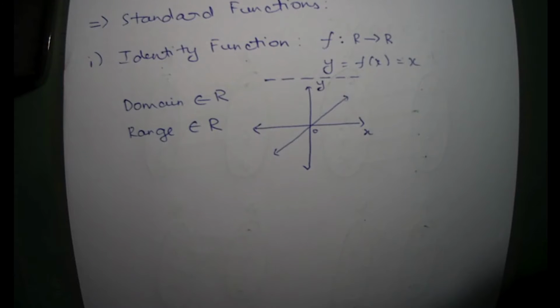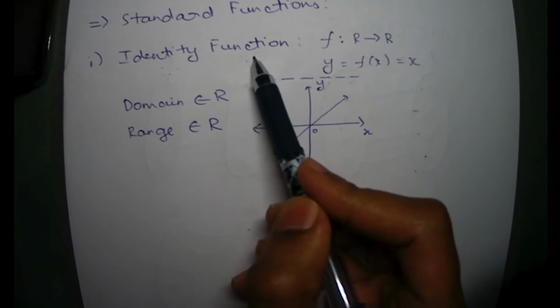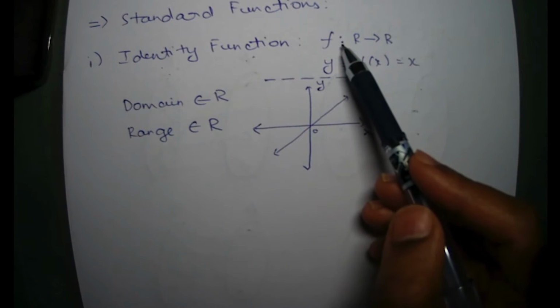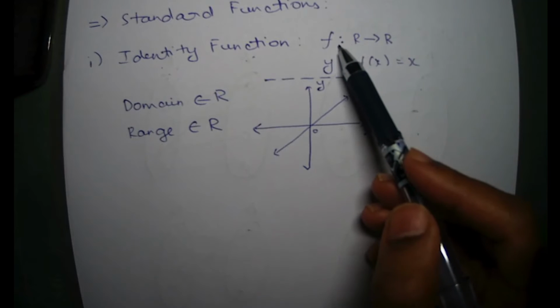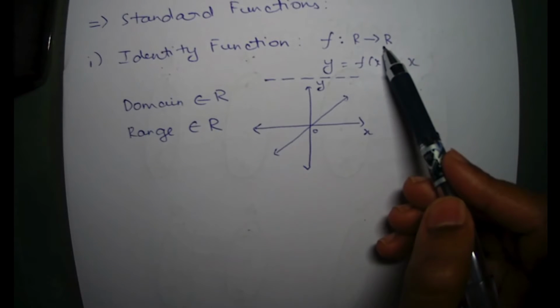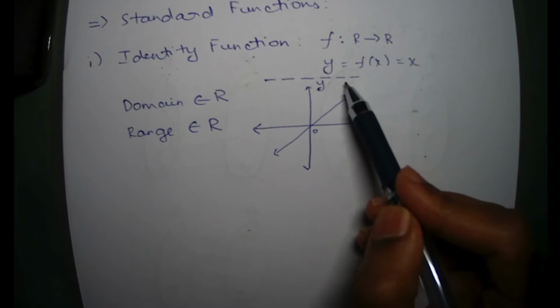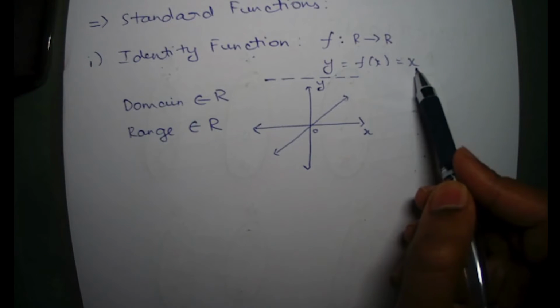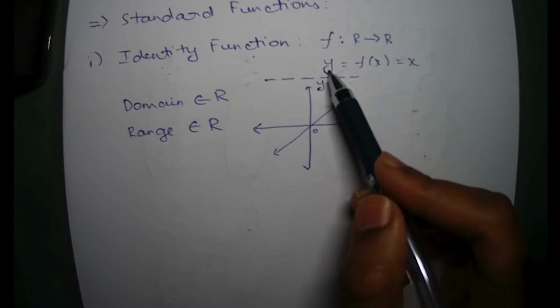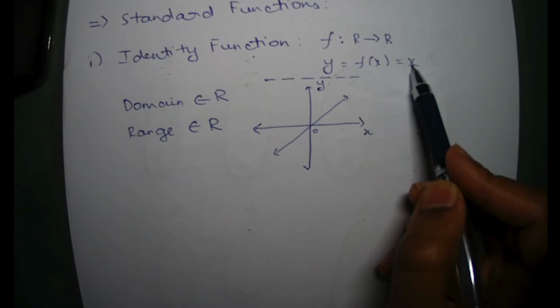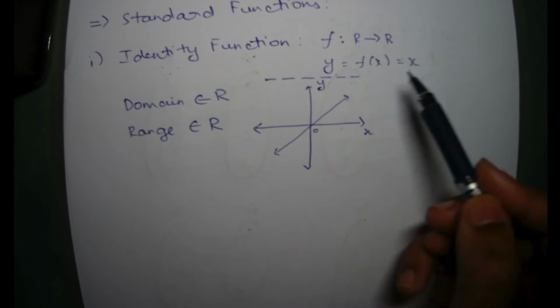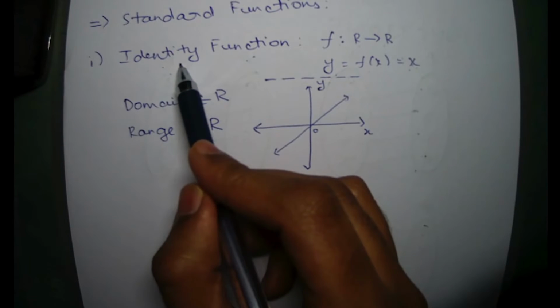Now we'll be going through a few standard functions present in this chapter. The first such function is the identity function. This function is defined for real numbers, where f is defined from the set of real numbers to real numbers. This is represented as y = f(x) = x. Here we can see that y and x have the same value, or we can say that they are equal to one another. Since they are equal to one another, the name of the function is identity function.